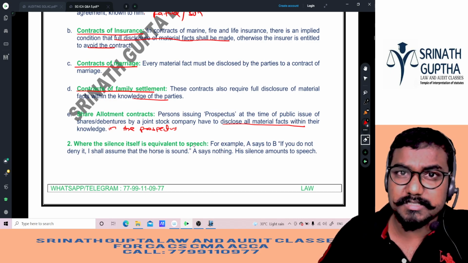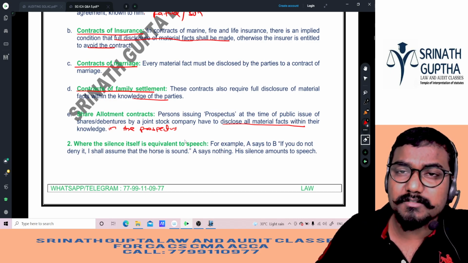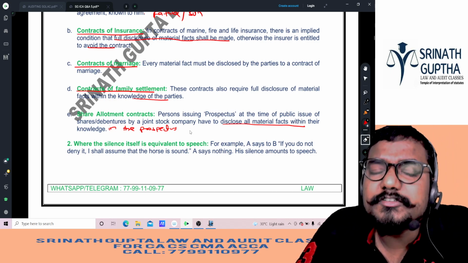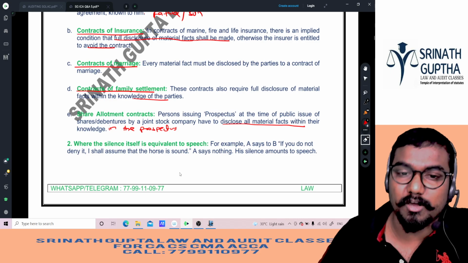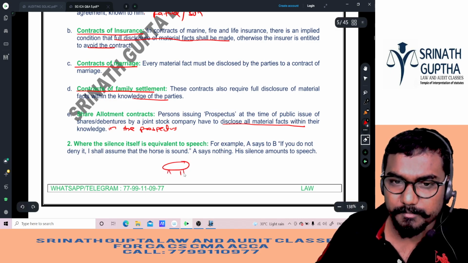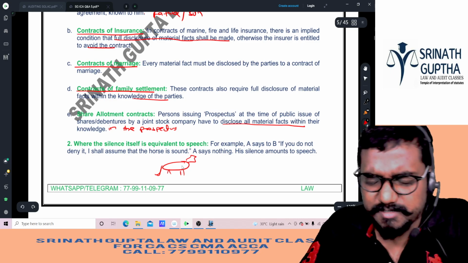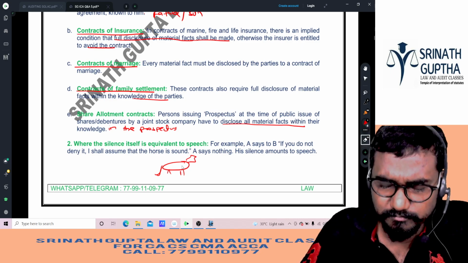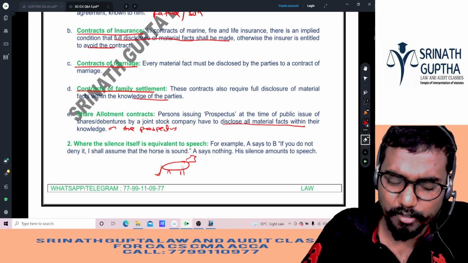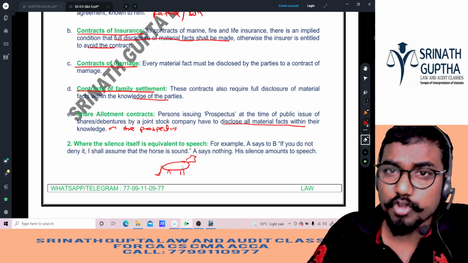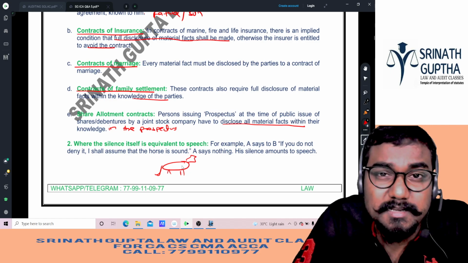Second one, where silence is equivalent to speech itself. Here also we have to disclose, beta. Where silence is equivalent to speech. Actually, I am having a horse. Which horse? An insane horse. A mad horse, beta. Rohit is asking, Srinath sir, how much is the horse? I said 1 lakh. He gave me 1 lakh rupees. I gave the horse. Whether I made a fraud? Yes or no? No.